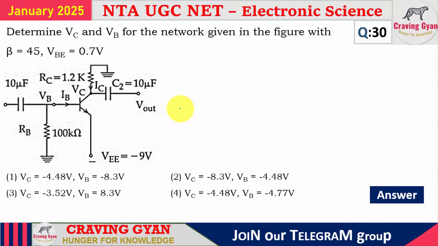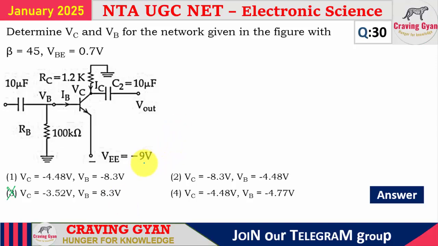Now please go through the circuit. What is the least voltage? Minus 9 volts. What is the maximum voltage? Ground, nothing but 0 volts. So the voltage of any node should lie between minus 9 volts to 0 volts. So which option can I eliminate? Option 3 can be eliminated. Why? 8.3 you can't achieve, because the positive supply itself is 0.